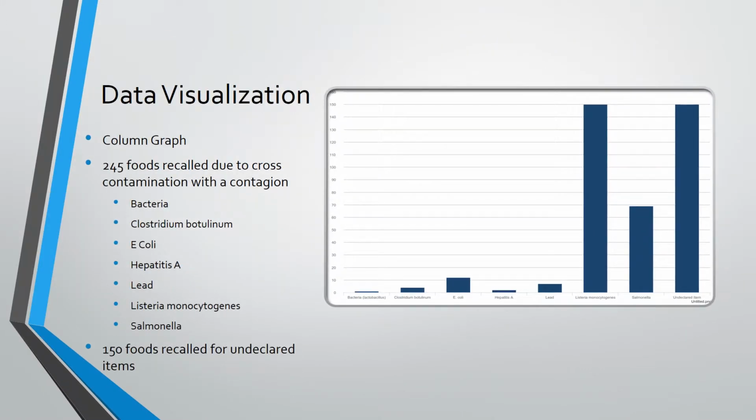The next two products I created were to answer my initial questions that I formulated in the analysis and exploration process. The first column graph shows that 245 foods were recalled due to cross-contamination with a contagion. You can also see that 150 foods were recalled because they included undeclared items within their food product.